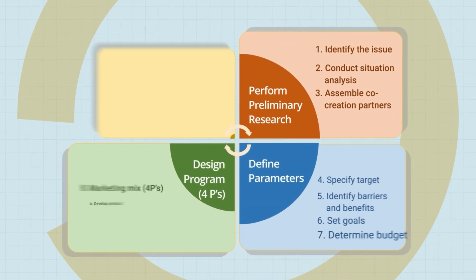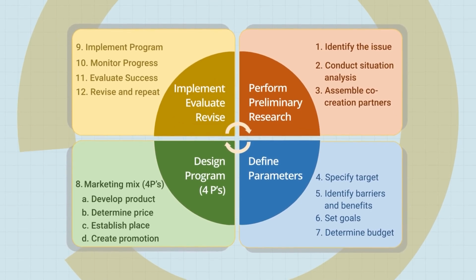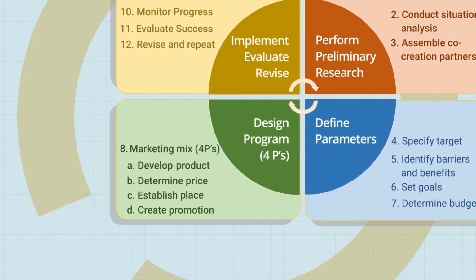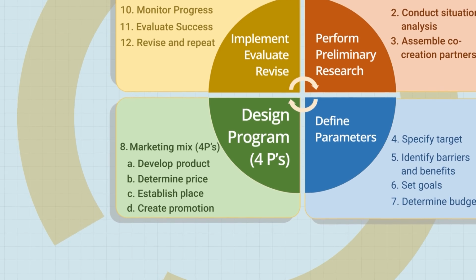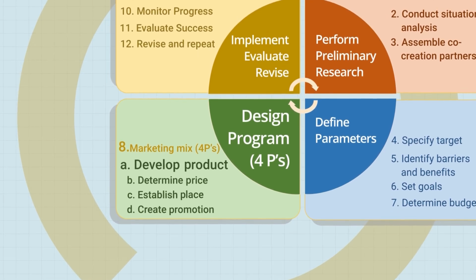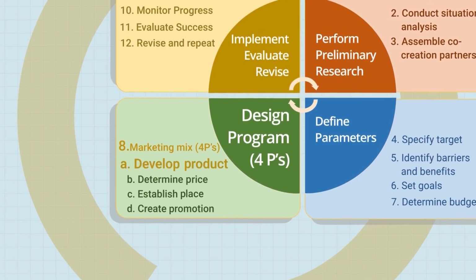We've made it through the first two stages of our social marketing planning process. Now we're diving into Stage 3, designing your social marketing program. We are on Step 8, Part A, of our 12-step process, developing your product.